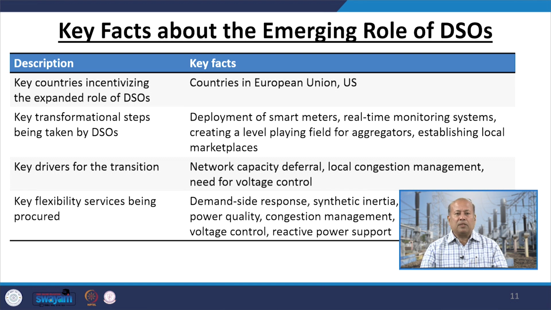Key drivers for the transition are network capacity deferral, local congestion management, and the need for voltage control. Key flexibility services being procured are demand side response, synthetic inertia, power quality, congestion management, voltage control, and reactive power support.